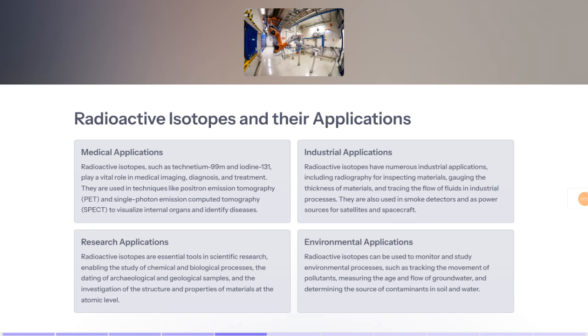Environmental applications. Radioactive isotopes can be used to monitor and study environmental processes such as tracking the movement of pollutants, measuring the age and flow of groundwater, and determining the source of contaminants in soil and water.